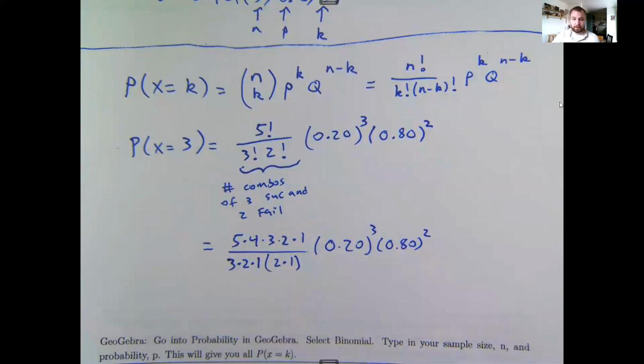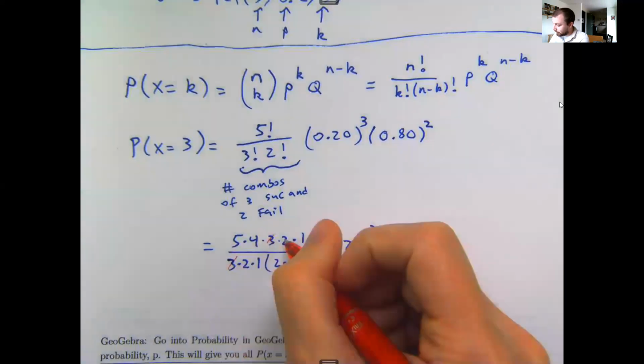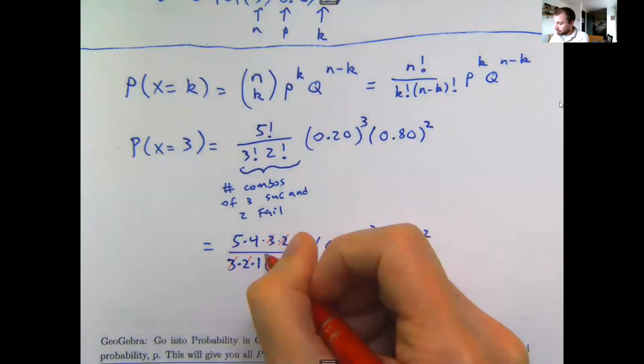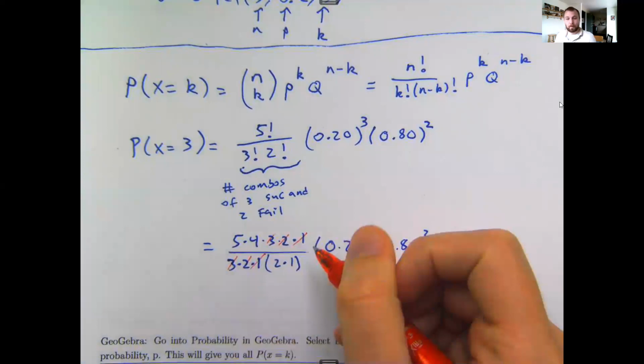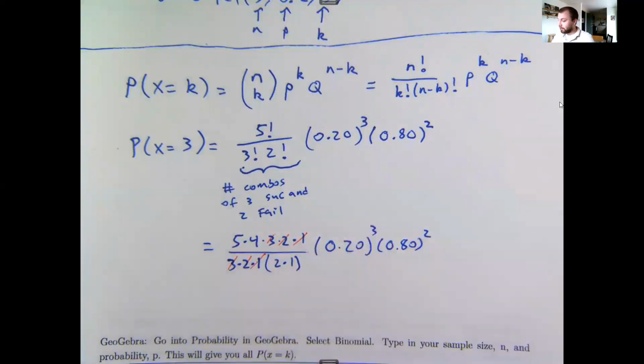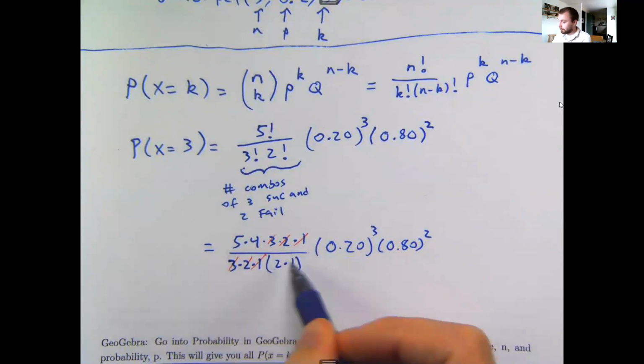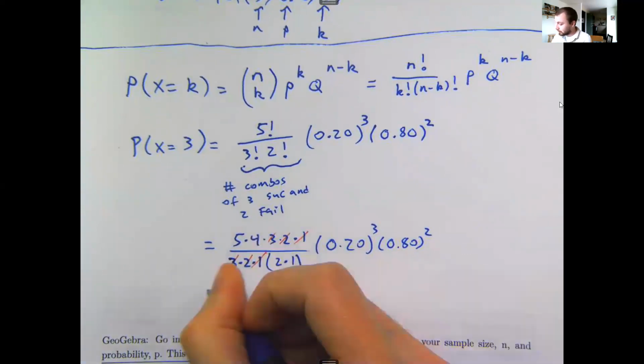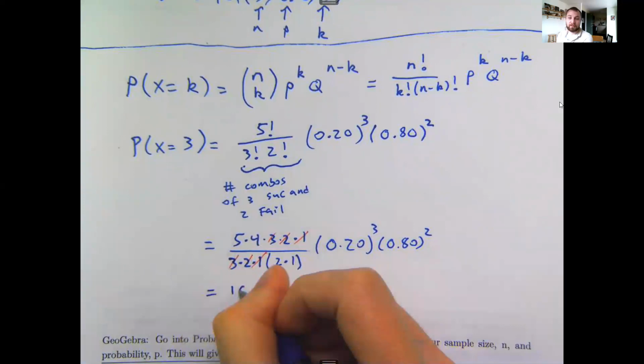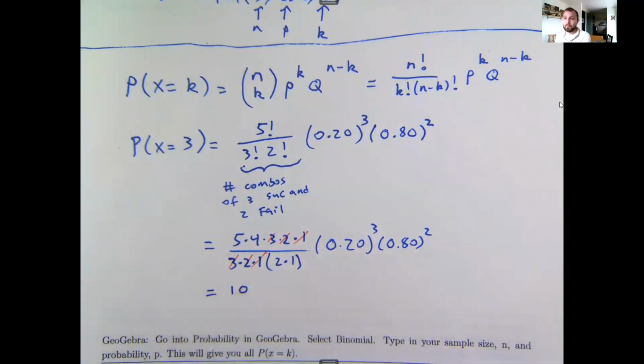Let's see if I can simplify this at all. I'm noticing that I have 3's on the top and bottom I can cancel, and 2's and 1's don't really change anything. So I'm left with 5 times 4, or 20. And on the bottom I have 2. 20 divided by 2 means there's going to be 10 unique combinations with 3 successes and 2 failures.